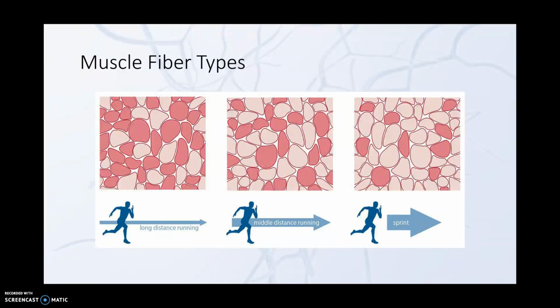Okay, so let's take a look at muscle fiber types. I said there were 3 different types of muscle fibers. You may have heard this before. There are type 1 muscle fibers, type 2A muscle fibers, and type 2B muscle fibers. So over here from left to right, we have our type 1 muscle fibers, type 2A, type 2B. And we're going to go over each one.